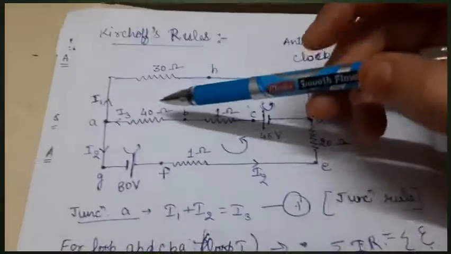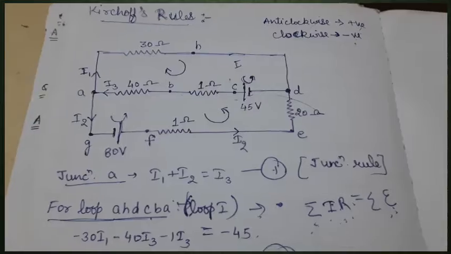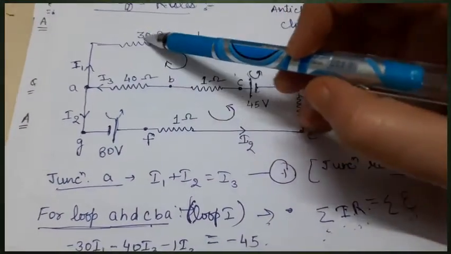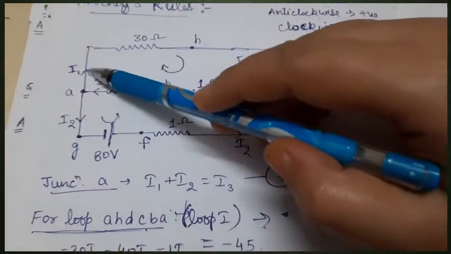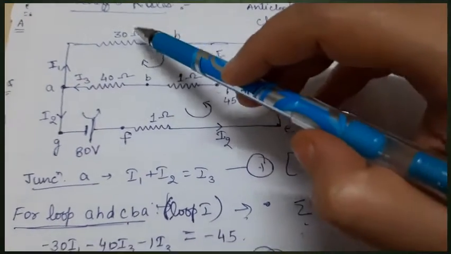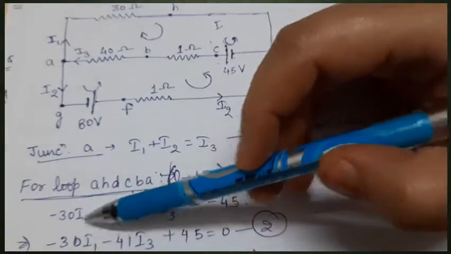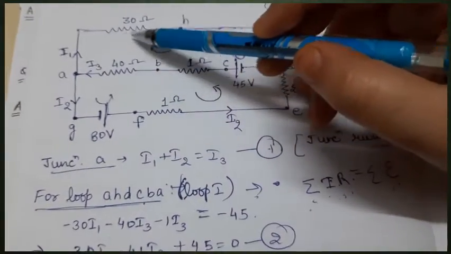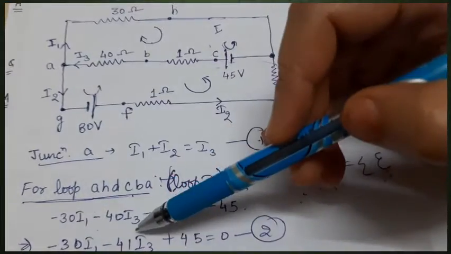In this, we one by one find out the three resistances. You see that the current through the 30 ohm resistor is I1, and the direction of this current is clockwise. So the current is I1 and the resistance is 30. The value of I into R is 30 I1, and because the direction of current is clockwise in this case, that's why we put a negative sign.